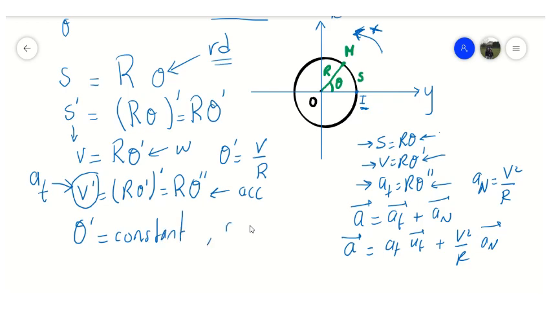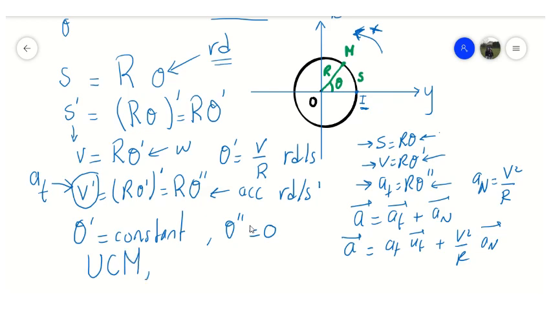Now, in case theta prime equals a constant, then theta double prime equals 0. We didn't show the units: the unit of theta prime is radian per second, and the unit of theta double prime is radian per second squared. If theta prime is constant, or the angular acceleration equals 0, then the motion is said to be uniform circular motion, or uniform rotational motion.